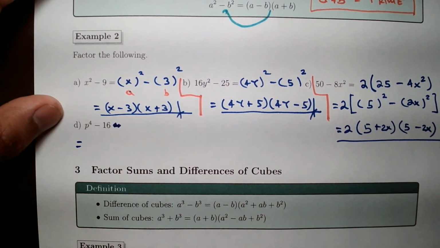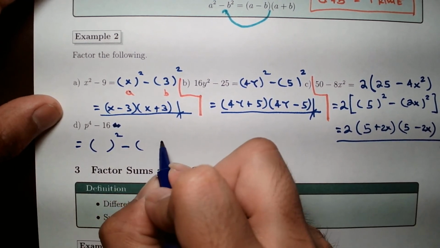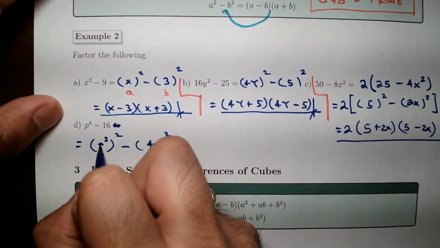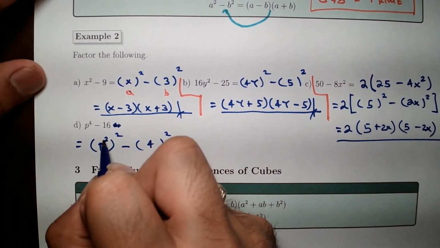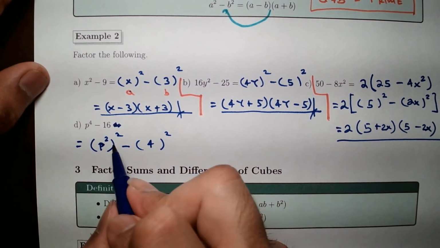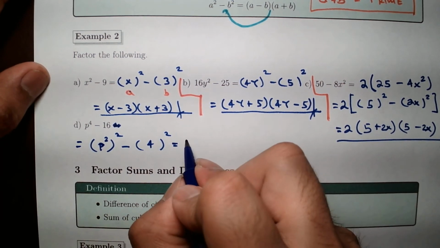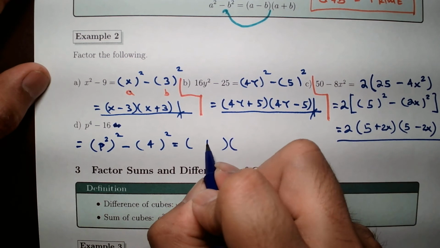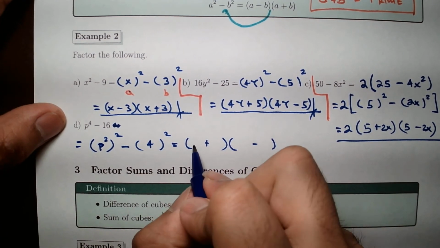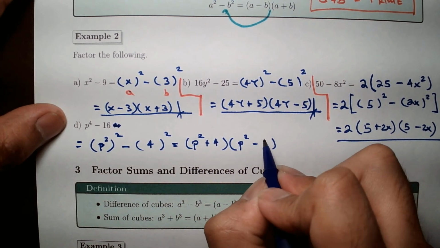Let's say p to the 4. What quantity squared equals p to the 4? What quantity squared equals 16? Well, in this case 4, and in this case p squared, because when we have a power of another power, we multiply the powers, and 2 times 2 equals 4. And then we need to write this as 1 plus and 1 minus. Well, in this case, p squared minus 4 and p squared plus 4.